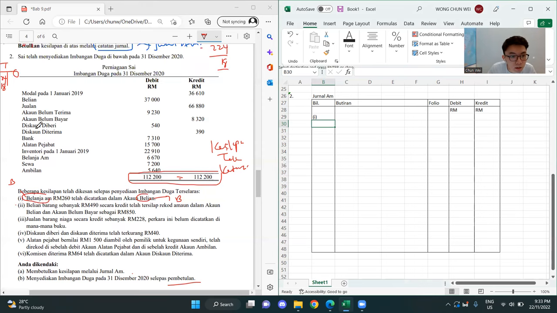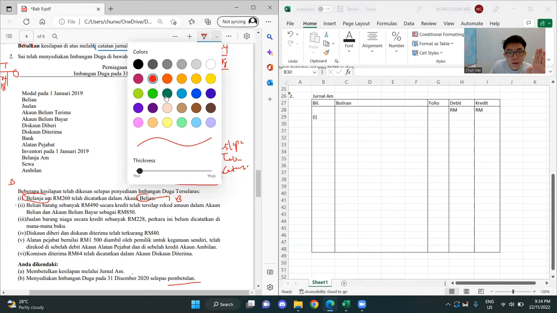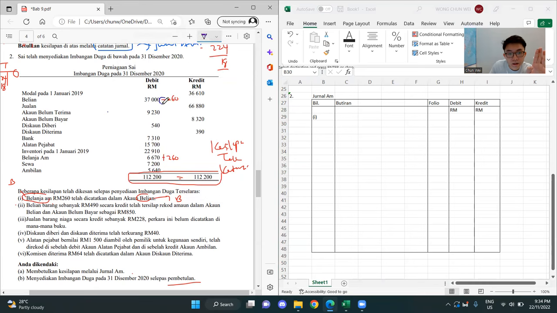So, here, so that we have to look for our belian. Where is our belian? So, 37,000 mark, correct or not? So, I have to take out 260 and then put it into belanja am. Here, plus 260. Right, because this 260 should be in belanja am, but I recorded in belian, so I have to take it out. So here you can see that this is a minus, and this is a plus.